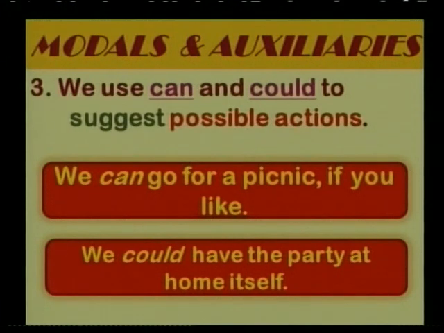It is simply telling us that this is also one of the actions which is possible. Let's look at these sentences once again on your screen. We can go for a picnic if you like. We could have the party at home itself. If you agree, we could have the party at home itself. I hope this particular part of making suggestions with the help of modal verbs is becoming clearer.